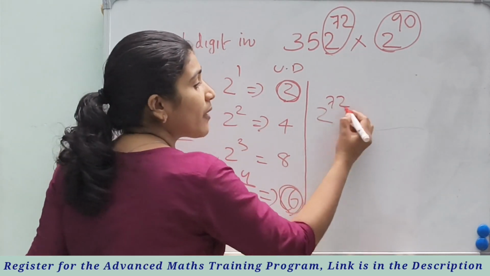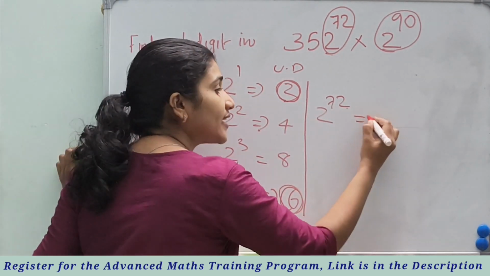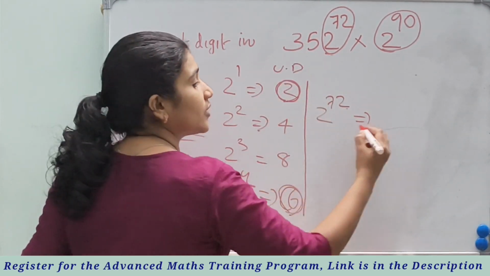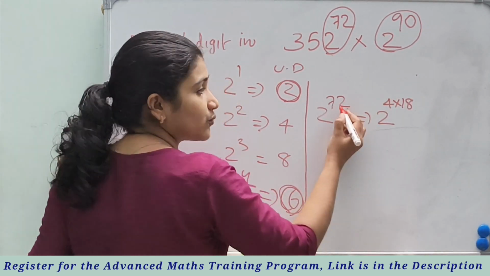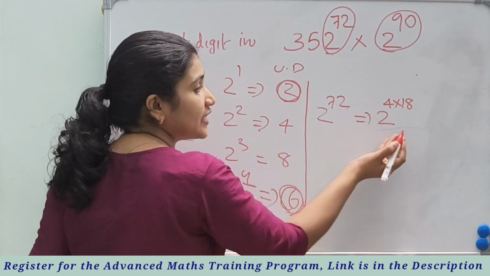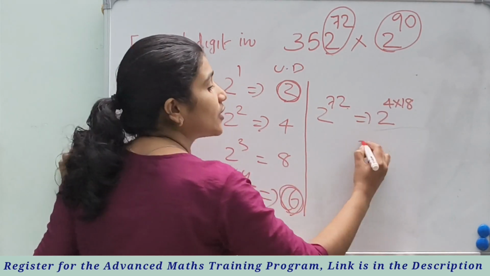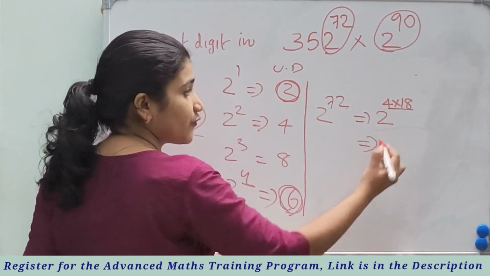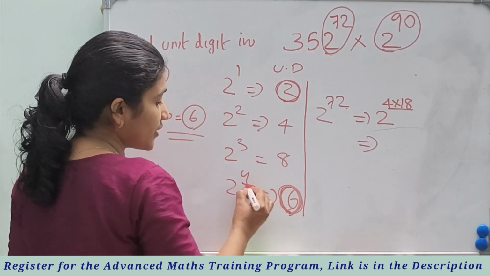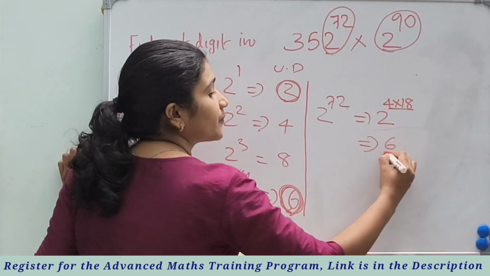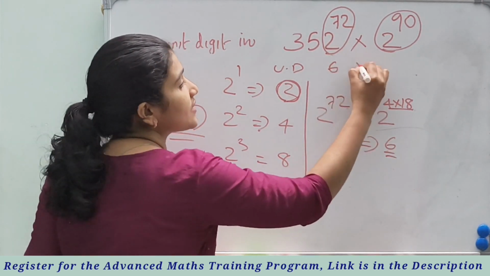Here 72 is a multiple of 4. So I can directly write it in the format of 2 raised to 4n. So 2 raised to 4 into 18 is 72, which means this is in the format of 2 raised to 4n. In 2 raised to 4n, 4 into any number n, unit digit is 6. So here unit digit is 6.